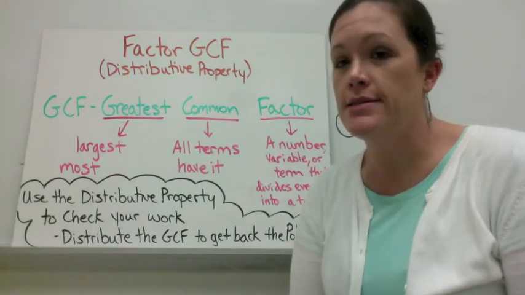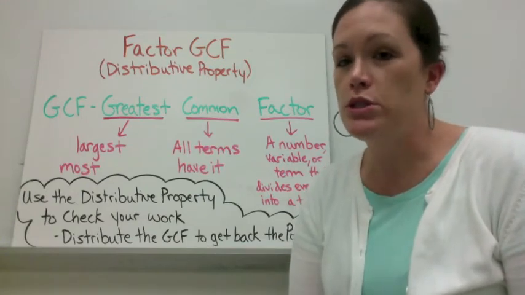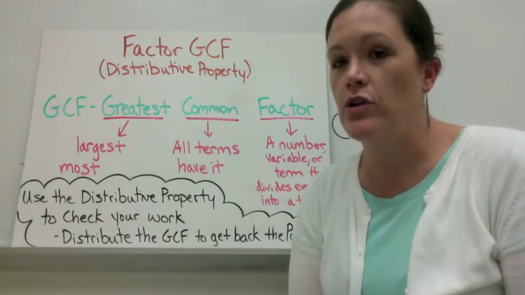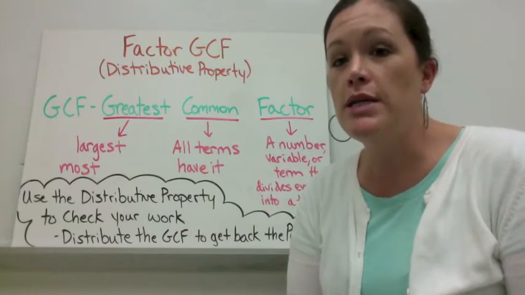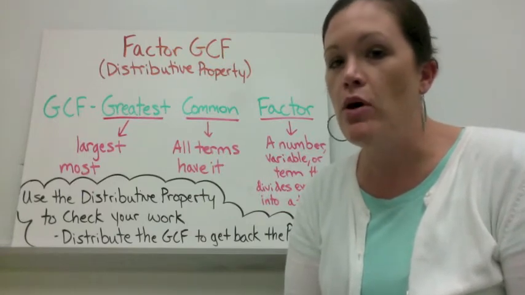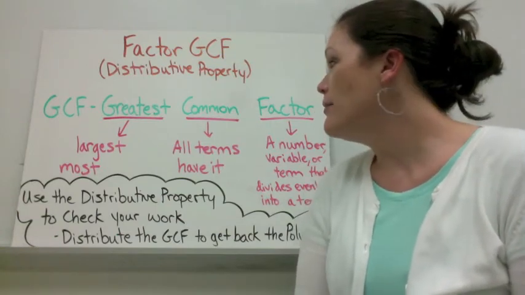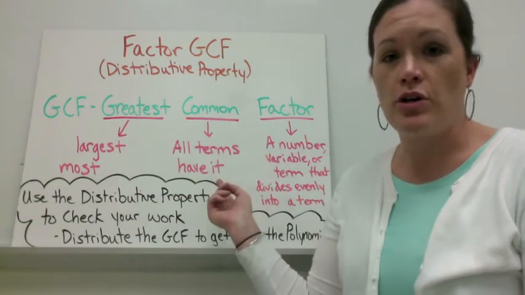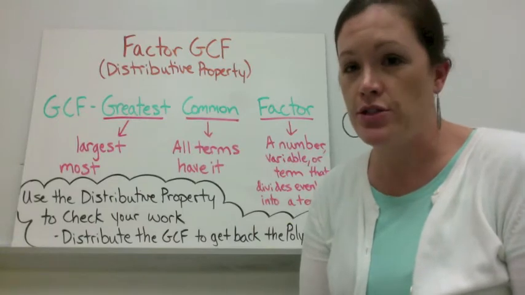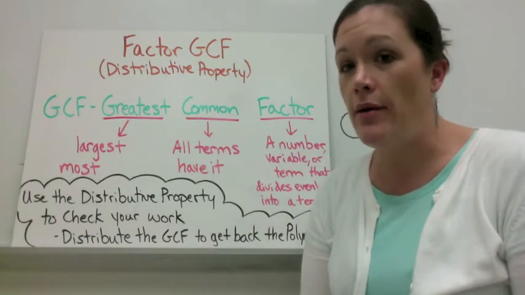Greatest means the largest or the most. So we need to keep that in mind when we're looking for the greatest common factor, that we take out of our polynomial the most that we can to make sure it's completely factored. The common factor means that all terms of the polynomial have the factor we're talking about. They all have it in common.